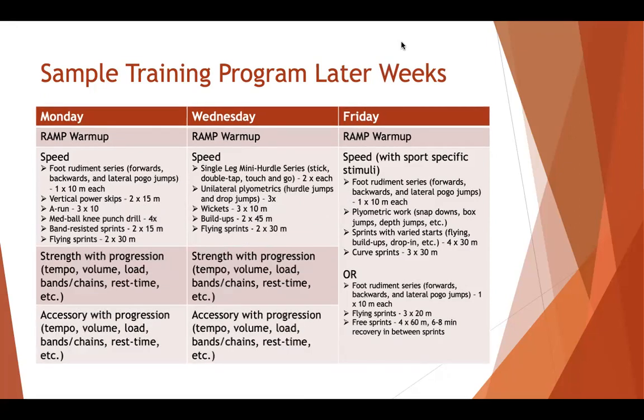In the later workout, A skips and marches are progressed to A runs. The bilateral plyometrics are progressed to unilateral, and drills like wickets and med ball knee punches are introduced. Volume is increased on many of the sprints, yet only slightly, as quality is more important than quantity with speed training and max velocity training specifically.